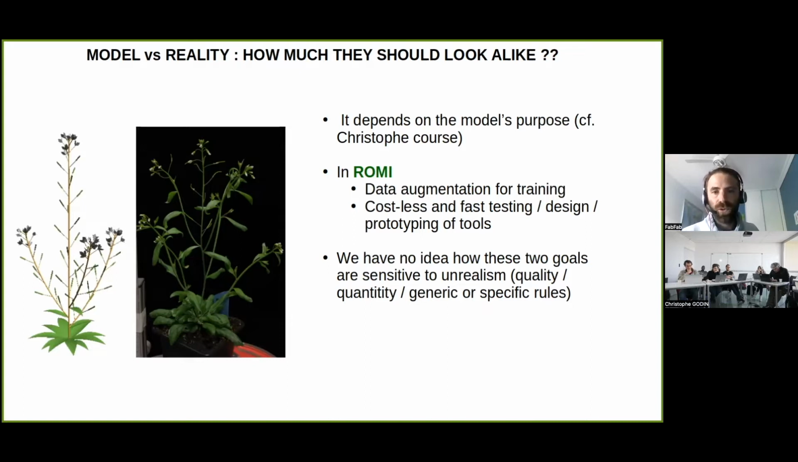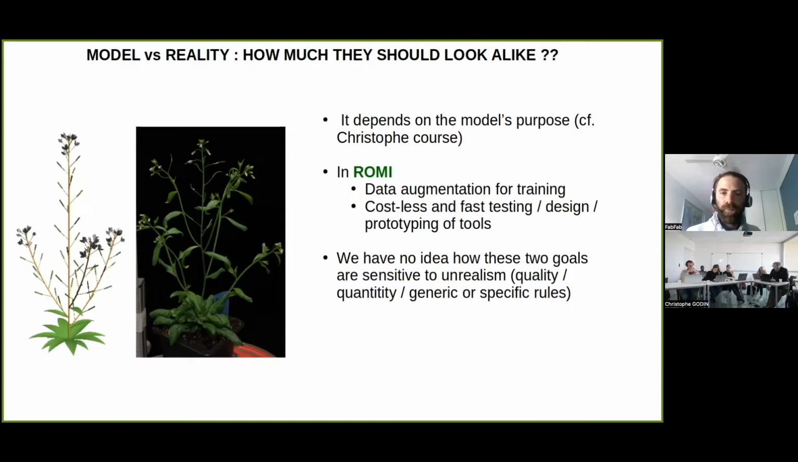And a second way to use virtual plants is to test, design, and prototype different tools just with one plant. So the idea is not to make a population of plants like you would need for a proper dataset with data augmentation, but just a few plants with typical architectural traits that we want to test. And then you can use these plants that are just available in one click on your computer to test your new algorithms to measure one trait, for example. Okay. So these are both ways that we are following and why we are interested to use virtual plants in the framework of the ROMI project.